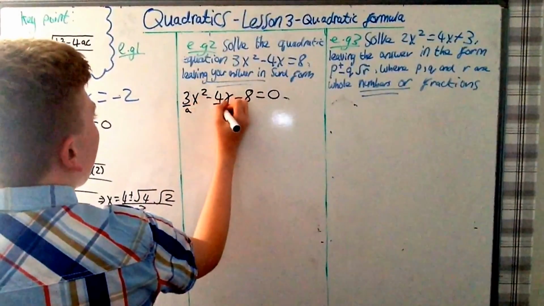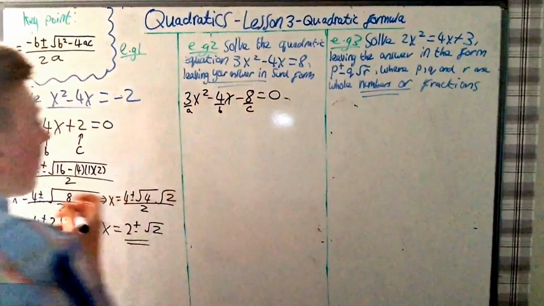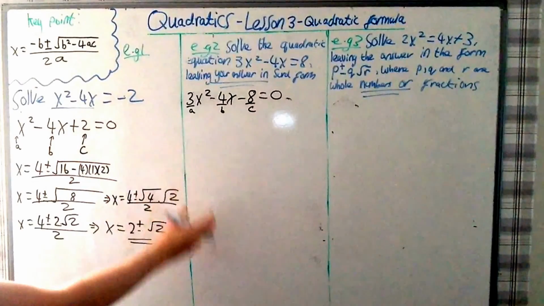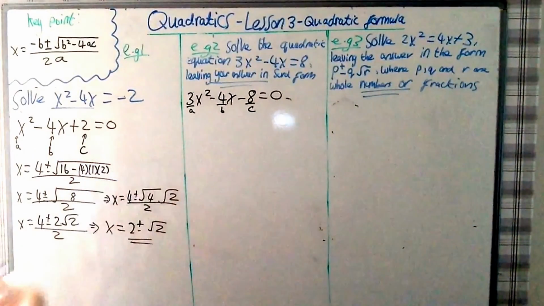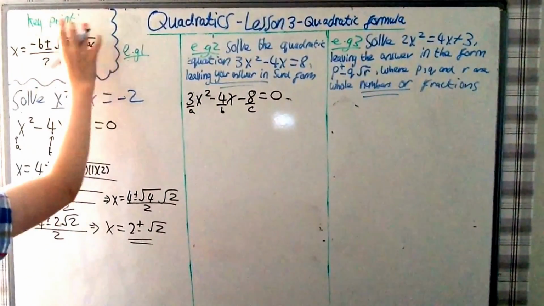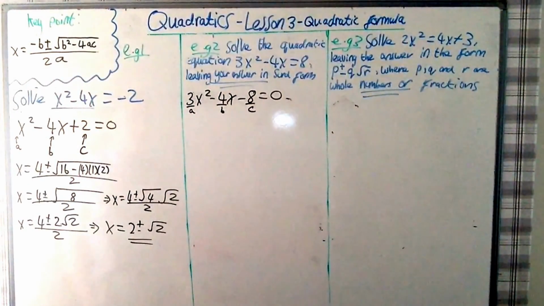This is our A, this is our B, and this is our C value. Now, we could quote the quadratic formula, but just because of the space I have here, I'm going to jump straight into substituting these into this. But like I said before, always quote this would be the next stage.